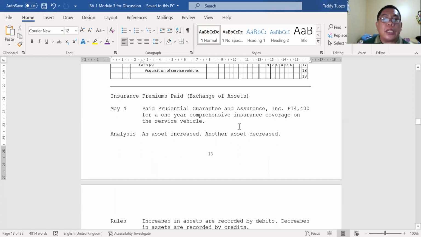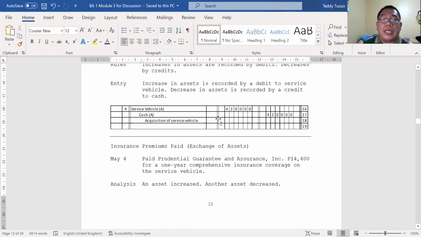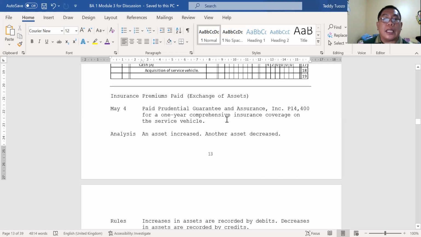Next, paid Prudential Guarantee and Assurance Incorporated 14,400 for a one-year comprehensive insurance coverage on the service vehicle. This is insurance for the vehicle you purchased. So the asset here is increased in the form of prepaid insurance, because the insurance coverage is good for one year. So we have to distribute the expense for the next 12 months from the date of acquisition to expense.